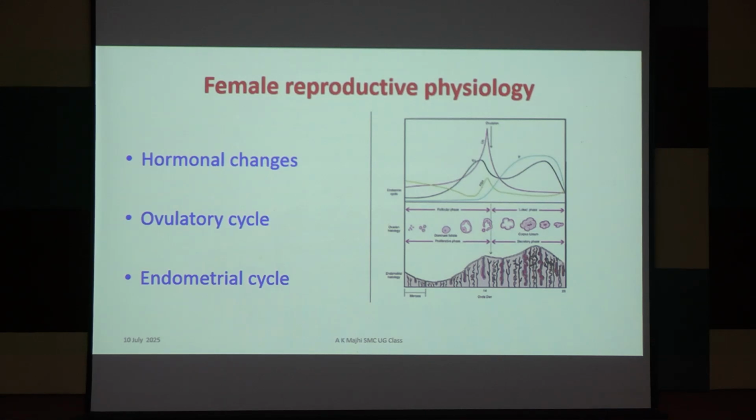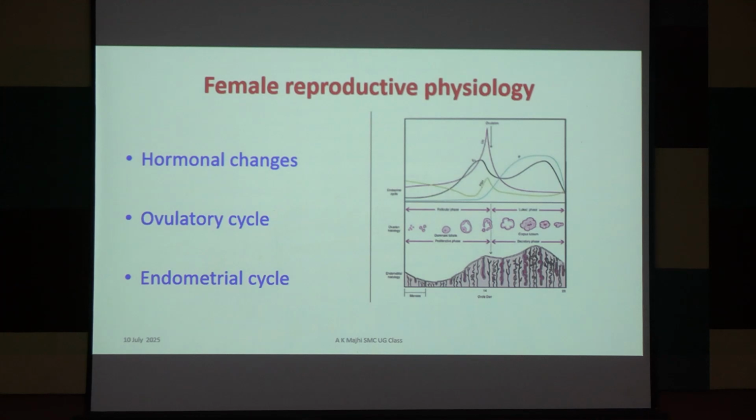So why does menstruation occur? Menstruation occurs as the estrogen and progesterone drop. So what will happen? There will be necrosis of the endometrium and withdrawal bleeding occurs, and that withdrawal bleeding is the menstruation. Suppose there is no ovulation. That is the topic today.